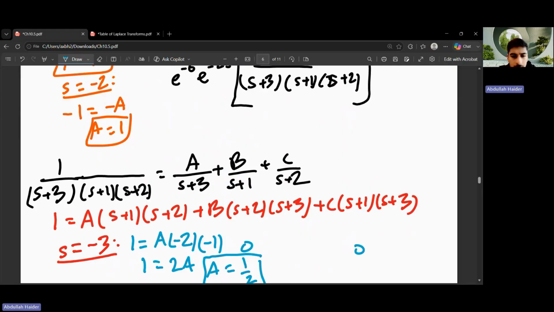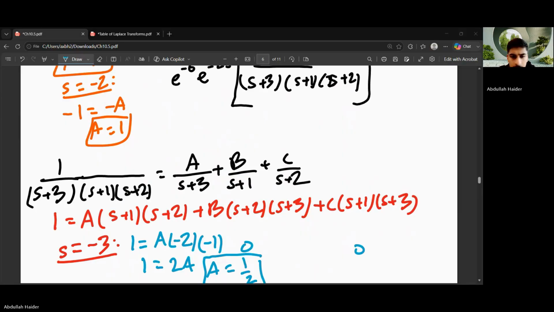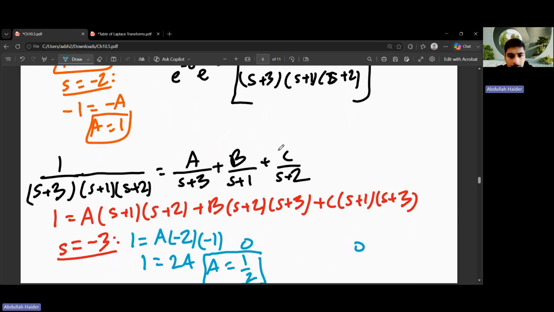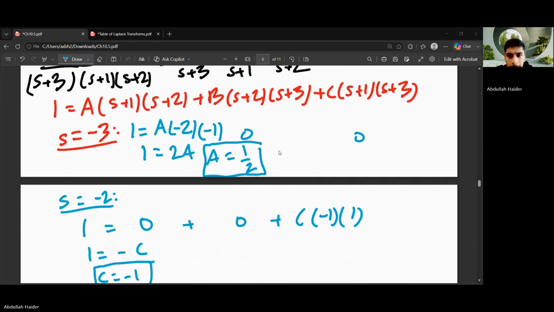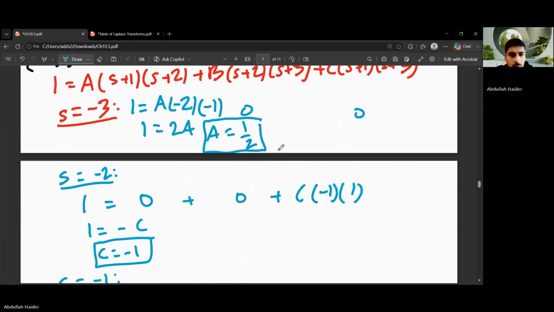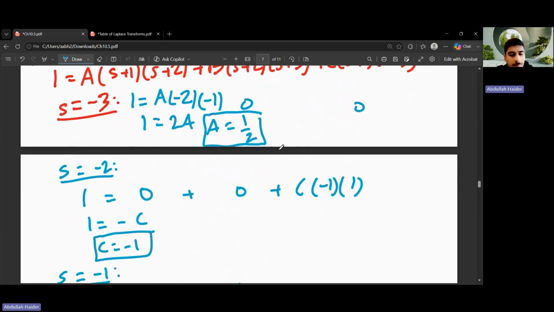So a is half. I'm just checking if it's right. So this plus 2, C. Okay. Yeah, it's correct.